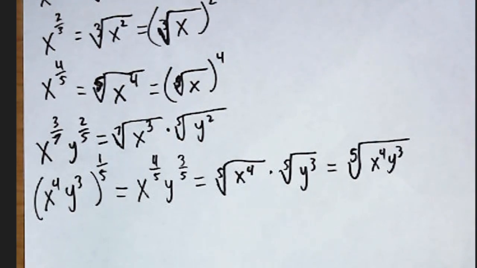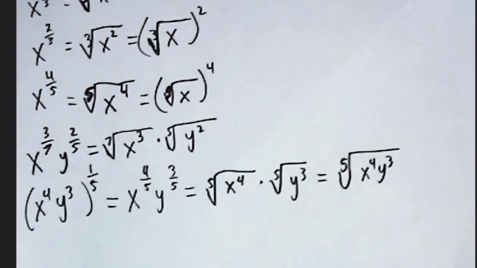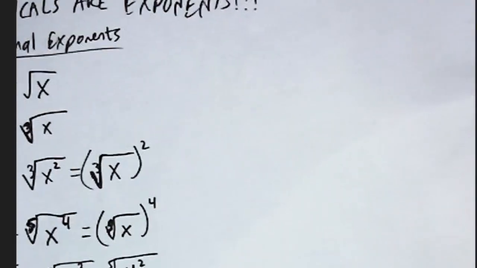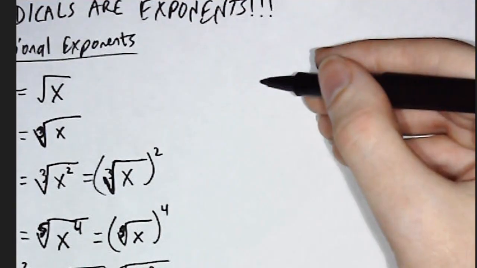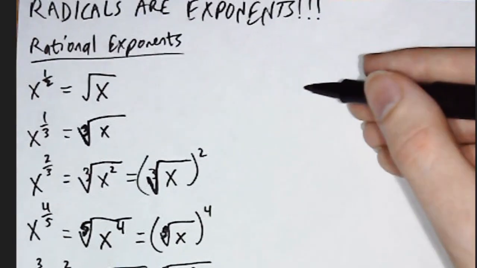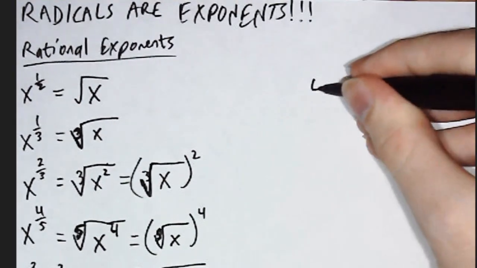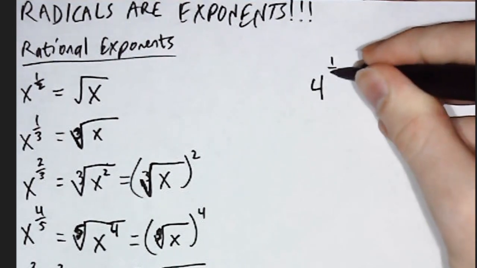All right, I have to pull up the rest of these. Okay, so now I'm going to scoot this paper up, and we're going to write next to the problems that we just did. We're going to start with 4 to the 1/2.